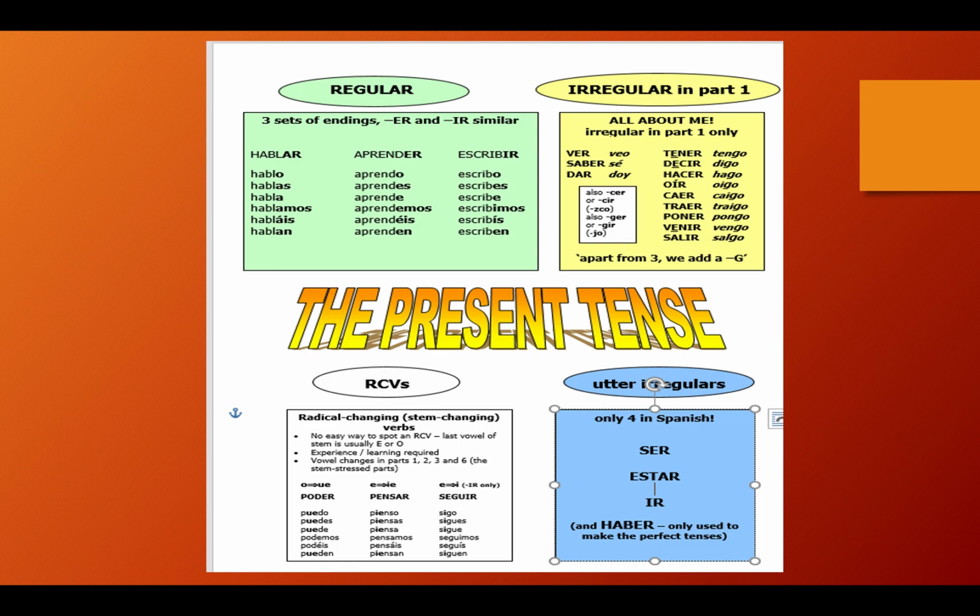It's really just a case of you memorizing your endings and also working out what the process is. So you take off the AR, ER, or IR first, get your stem, and then you add your ending.